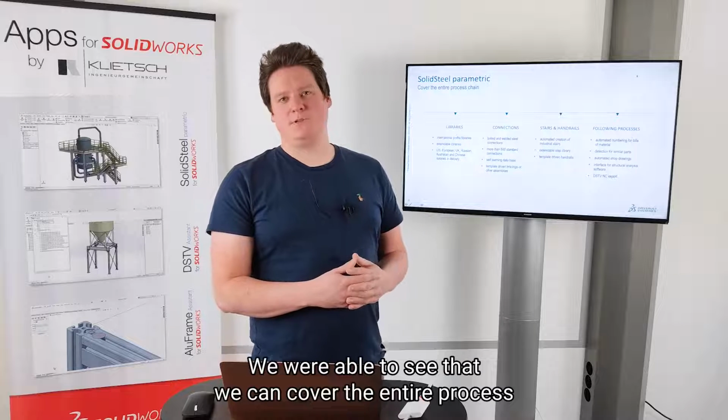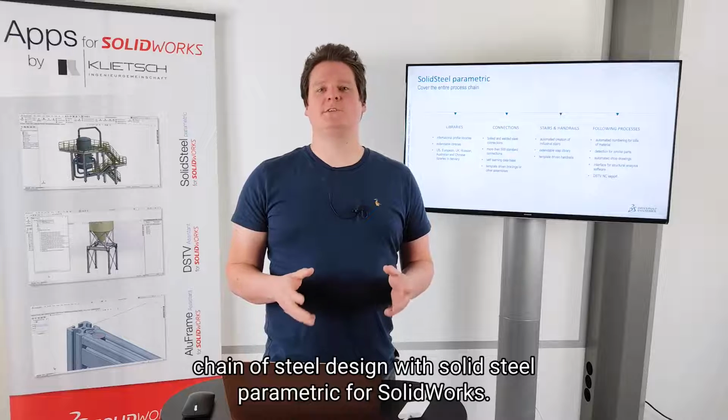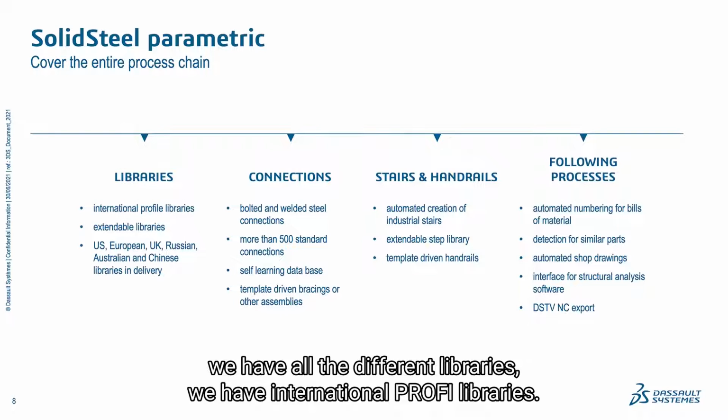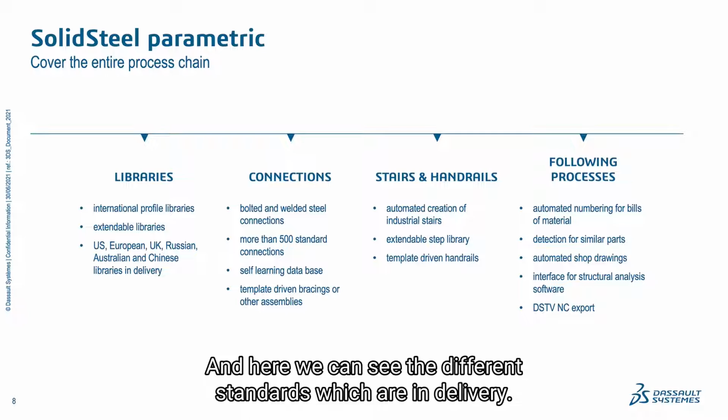Okay, we were able to see that we can cover the entire process chain of steel design with Solid Steel Parametric for SolidWorks. At first, we have all the different libraries. We have international profile libraries. They can be extended in any way, different sizes, different cross sections, everything. And here we can see the different standards which are in delivery.